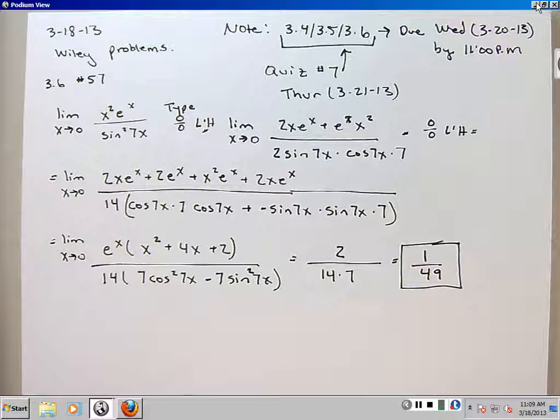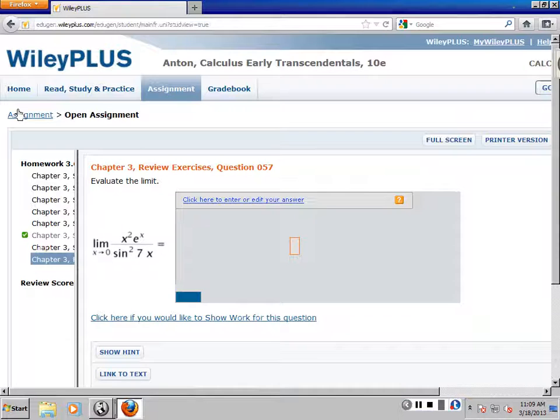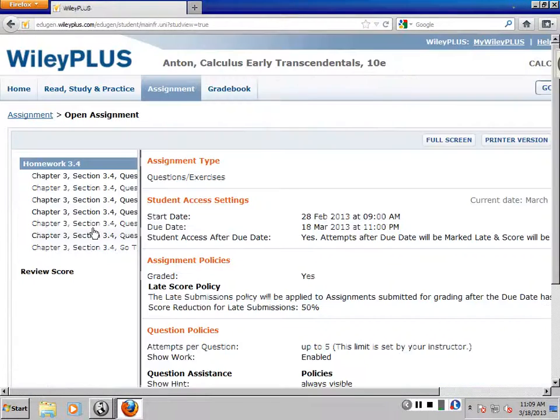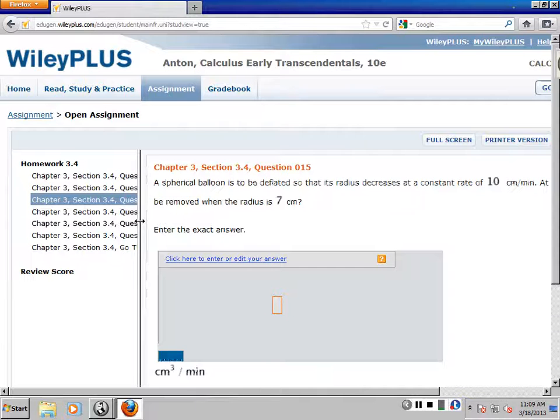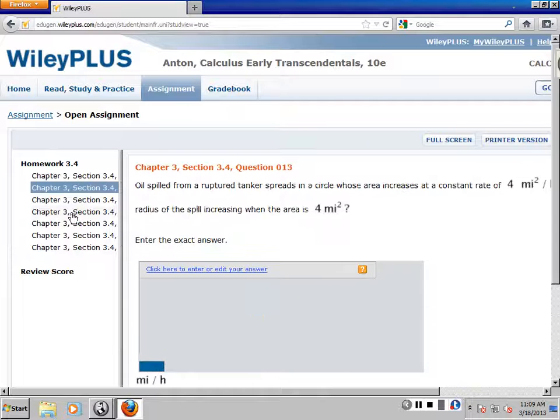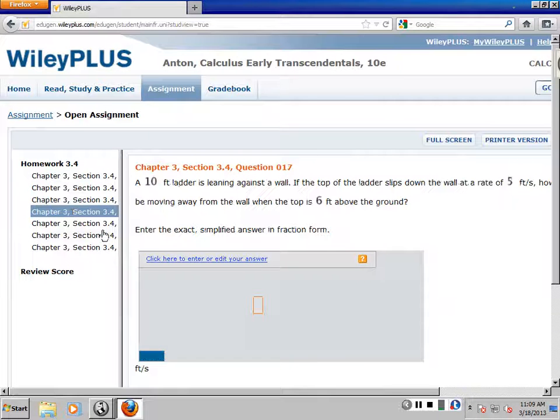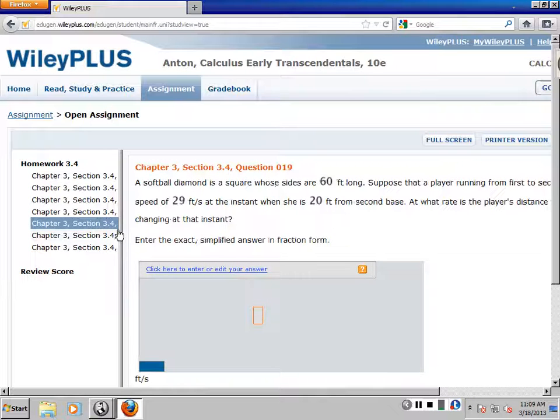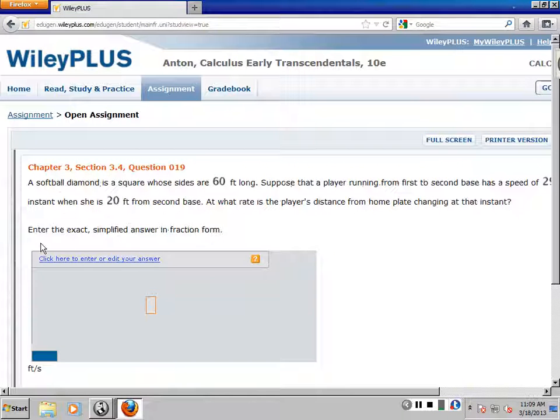Any other questions on Wiley? Just a comment on 3.4. A couple students had emailed me the softball problem, the softball diamond. When you are 20 feet from second base, you're really 40 feet from first base, right? And a lot of students were missing that.